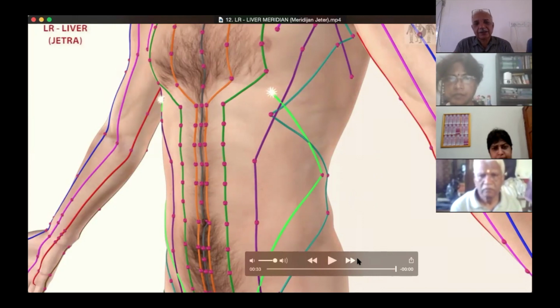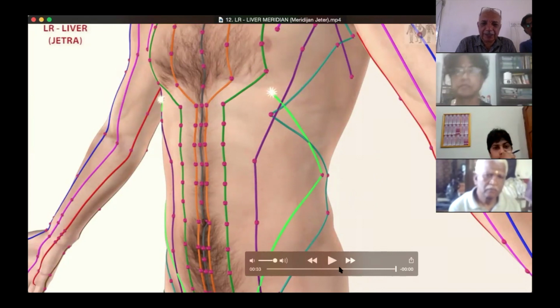Which one starts? The spleen. Spleen channel starts at SP1. Here this is liver 1. Starts. And if you really see on the right side, on your right side, it ends at the liver. It ends at the liver. Anyway, you can play it again and again. You can see this.